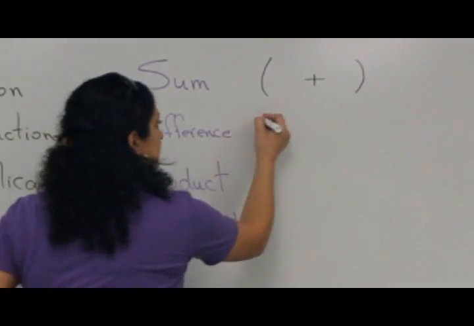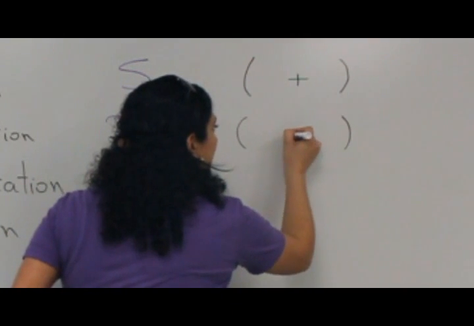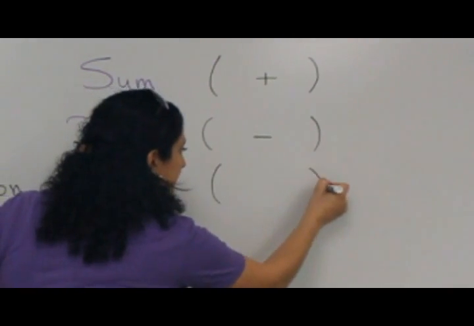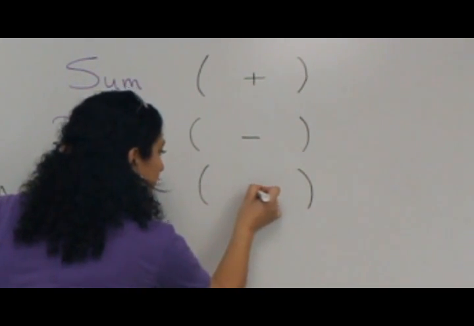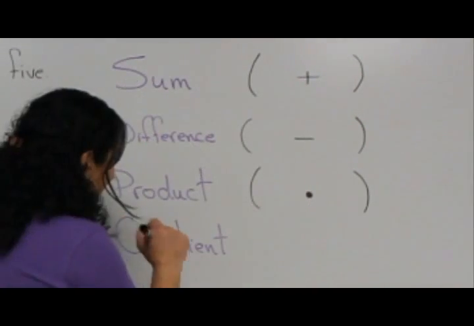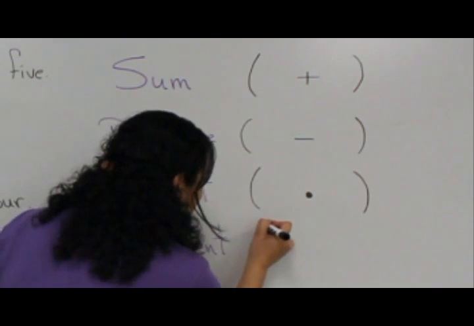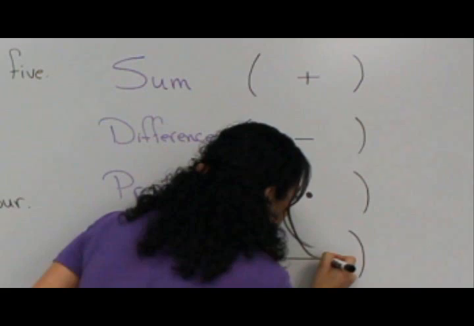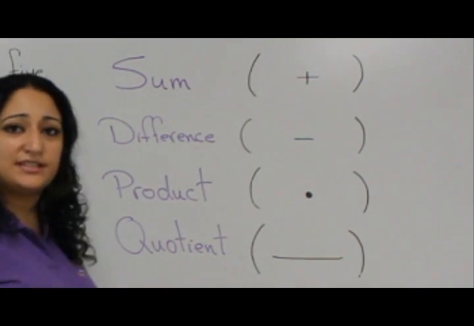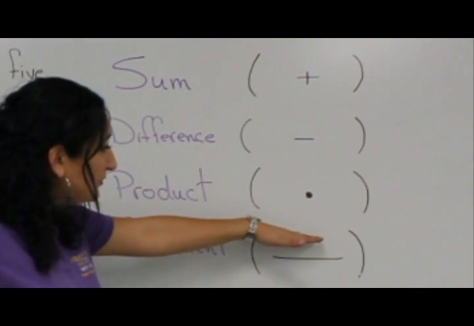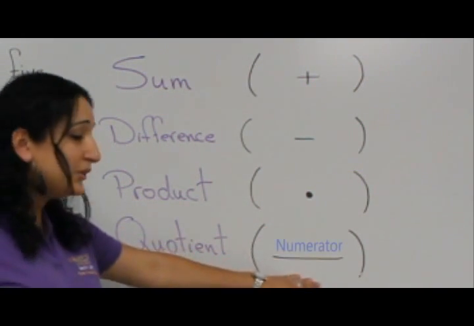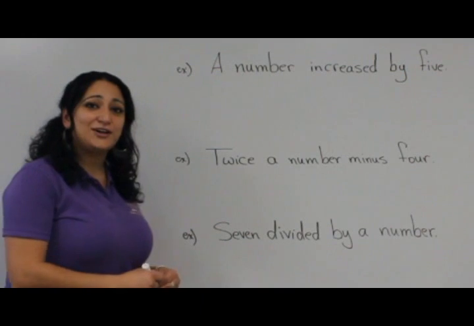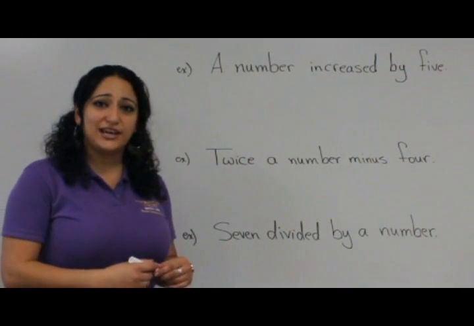The word difference, put parentheses and a minus sign. For the word product, put also parentheses, and let's do the dot to represent the product. All right, and the last one for the quotient, we're going to go ahead and put parentheses, and we will use the division bar in this case to represent the quotient. So whatever goes on top of it, that would be our numerator, and whatever's on the bottom, that would be the denominator. All right, so now let's go ahead and do a few exercises together.